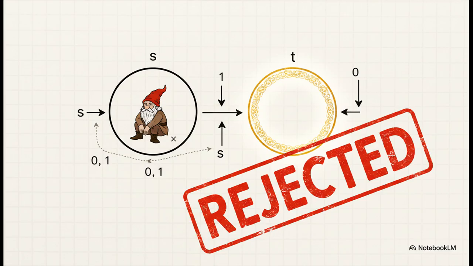Now, look closely at state T. See that double circle? That's a special marker. It means it's an accepting state. Since our gnome ended in S, which is not an accepting state, the machine rejects the string 110. It got it right. Pretty brilliant for such a simple device.